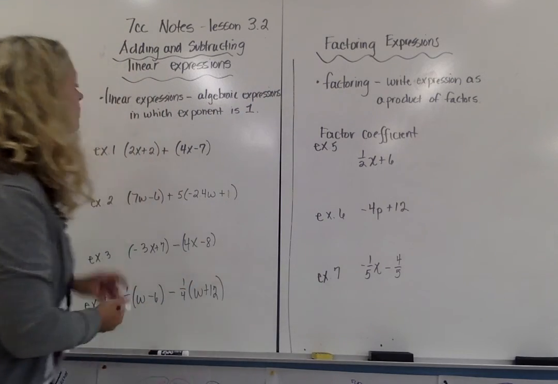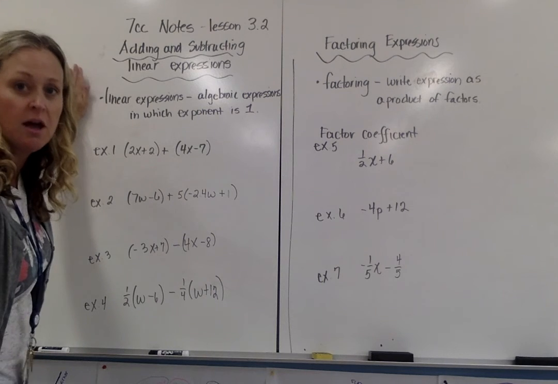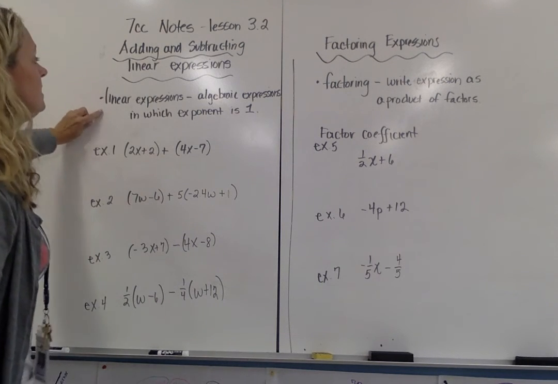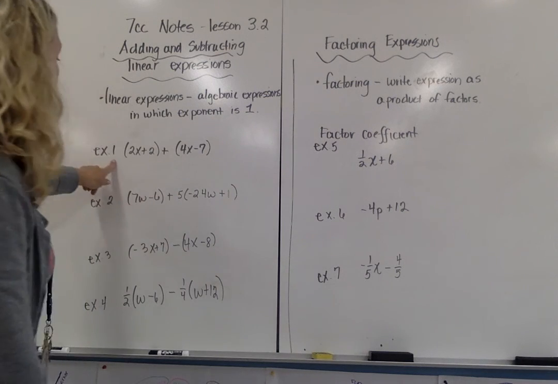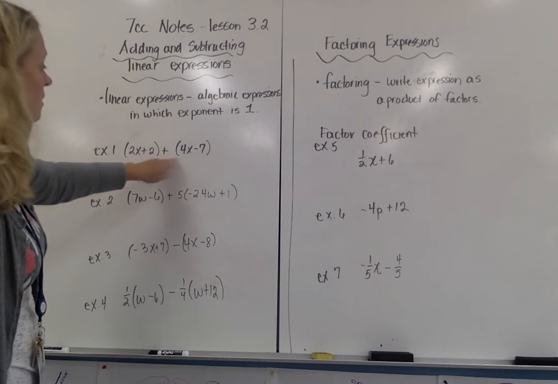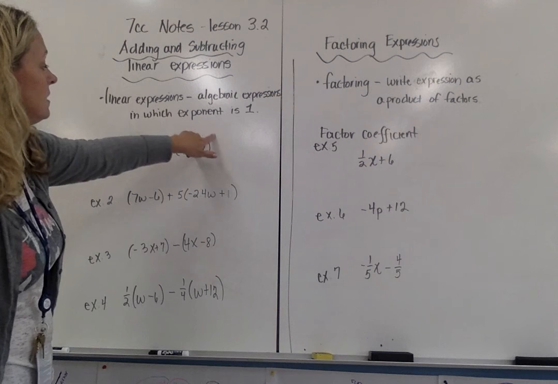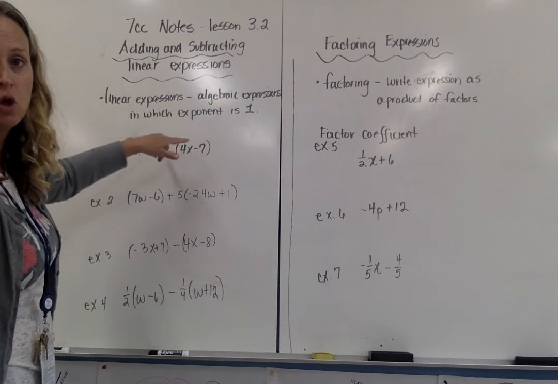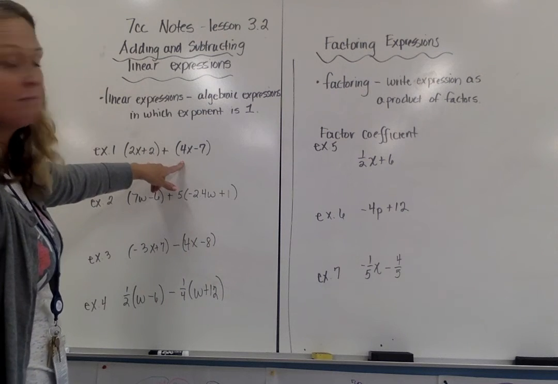So, in the first part, when we're adding and subtracting linear expressions, a linear expression is an algebraic expression in which the exponent is 1. So in example 1, I have the quantity of 2x plus 2 plus the quantity of 4x minus 7. These parentheses, so the quantities, both have an exponent of 1, so they're considered linear.